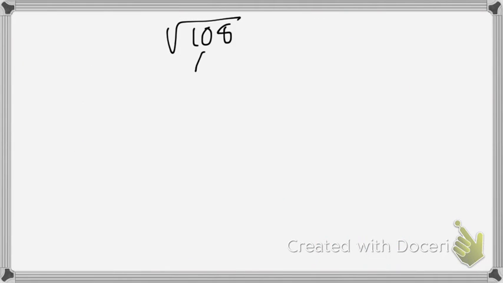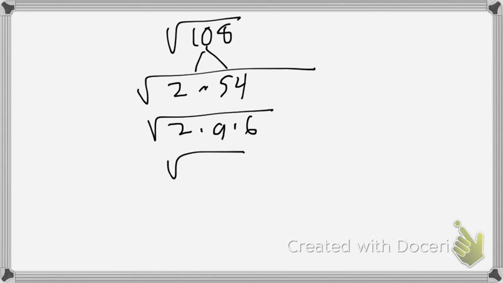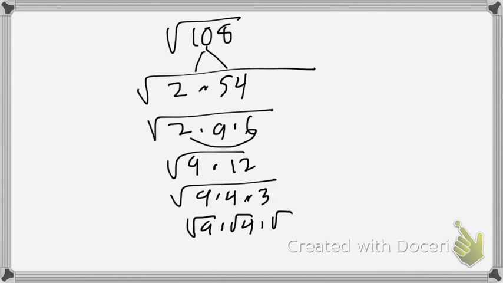So, last one, 108. We just did this, but I just want to show you we can do it a little bit differently. 2 times 54. That's 2 times 9 times 6. We can combine those 6 and that 2 and get 12. 9 times 4 times 3. And check it out, we still get 6 radical 3. Lots of different ways to skin this cat.